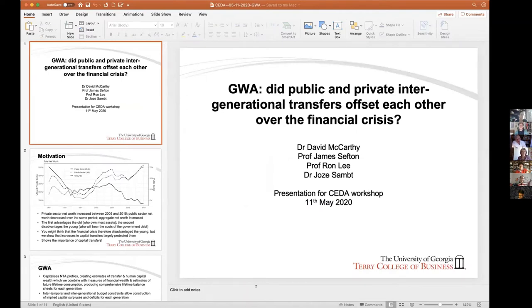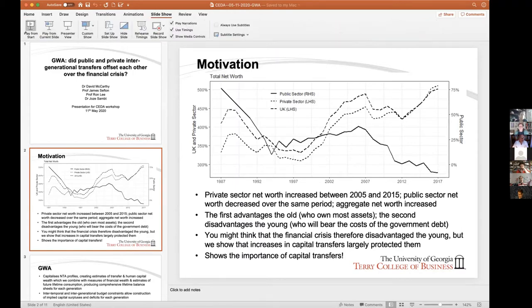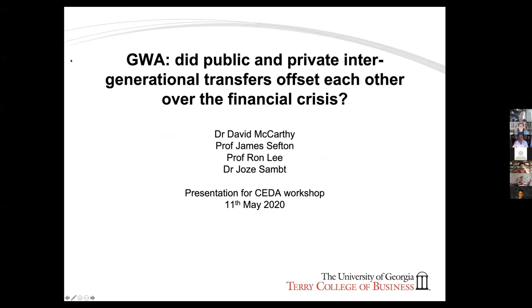Okay, good. Let me just zoom it up. I'll only talk very briefly about this. Most of us have seen GWAs, but this is really the motivation of the question. And this is a graph that shows the total net worth of the public and the private sector in the UK.